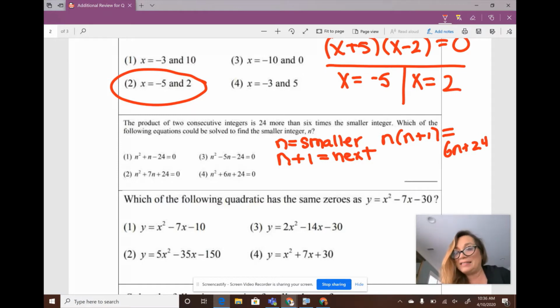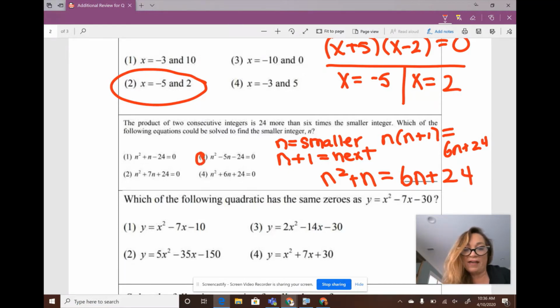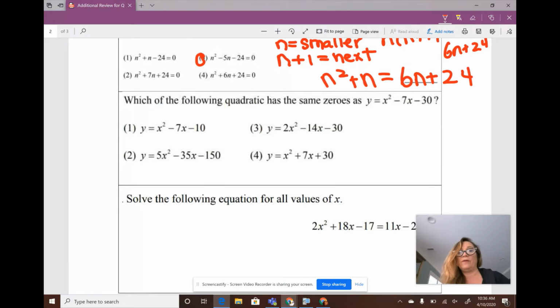So now that's not there, so that means I might have to do a little more work. So n squared plus n equals 6n plus 24, still not there. But if I subtract 6n, I'm going to get negative 5n. So it's definitely choice 3. Definitely choice 3.